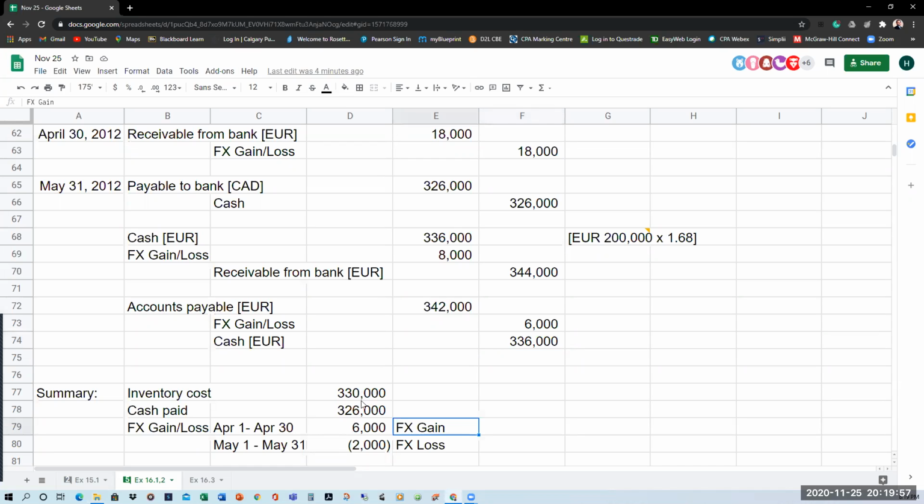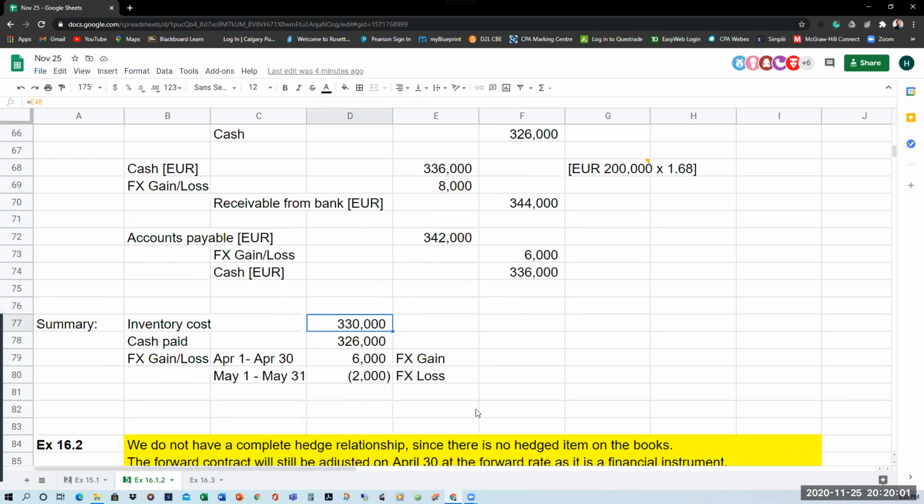Yeah, the difference between the inventory costs that we recorded, 330,000, and the cash paid, 326,000. Well, that's basically your 4,000 FX. Of course, the 4,000 FX is split from April 1st to April 30th. Because April 30th was a year end, it's broken down to $6,000 gain and $2,000 loss. But you can see that the net amount is $4,000 gain.